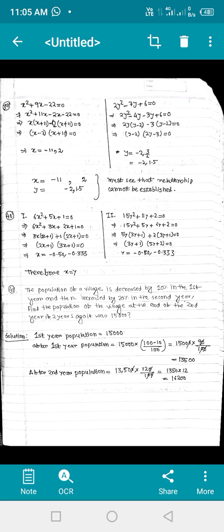Therefore, the first year population is 15,000. After the first year the population is decreased by 10%, so the population becomes 15,000 into 90 divided by 100 equals 13,500. After the second year the population increased by 20%, so the population becomes 13,500 into 120% equals 16,200. We must write the answer 16,200.